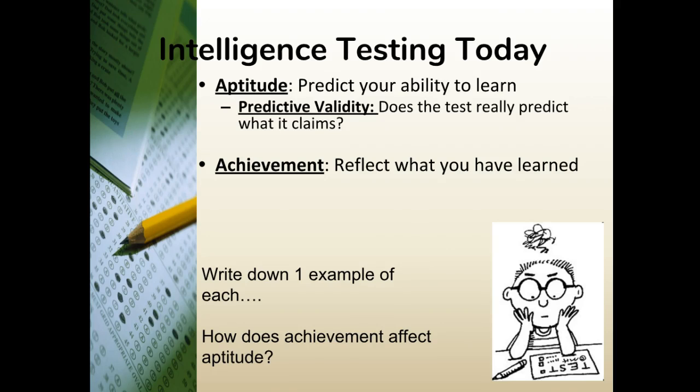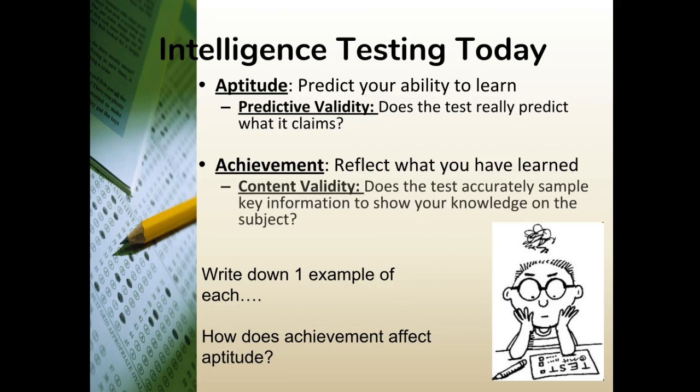And then secondly, achievement. It might reflect what you have learned. So I might want to give an IQ test at the end of the year to determine, did you really learn what I was hoping you would learn throughout the year? And that's where we see content validity come in. And that is, does the test actually sample the key information that I've taught you?